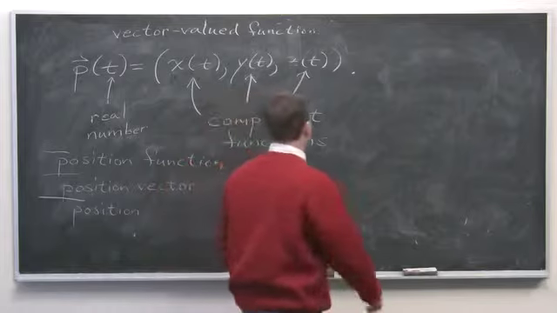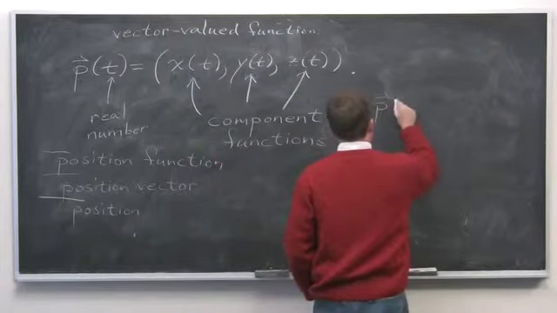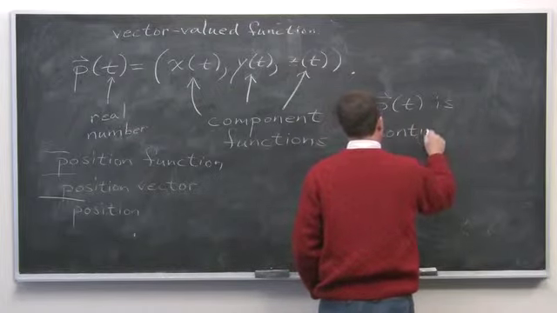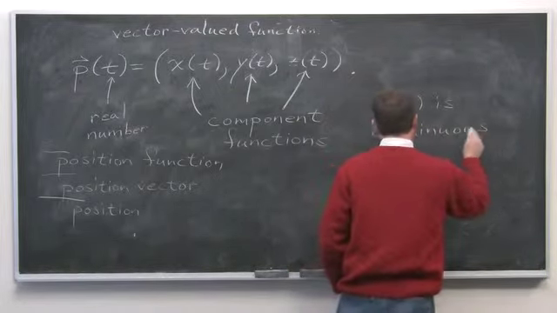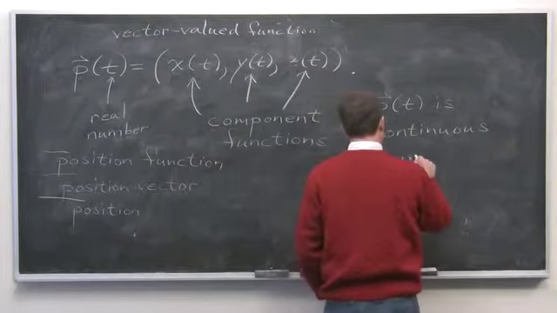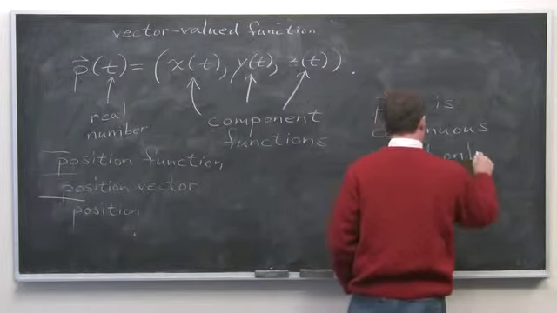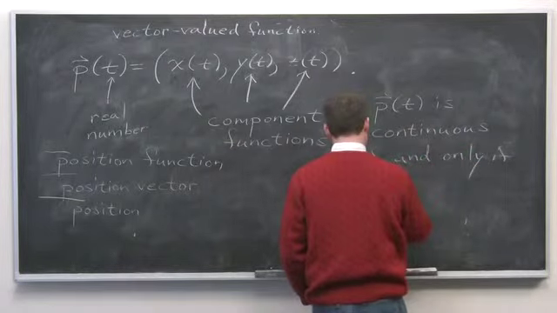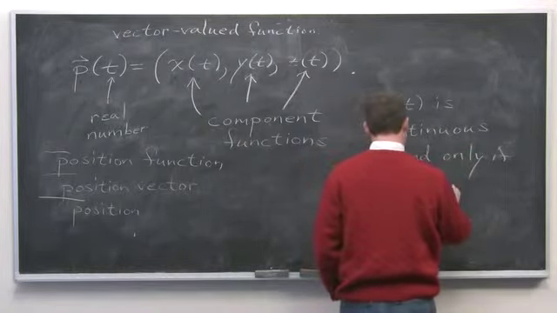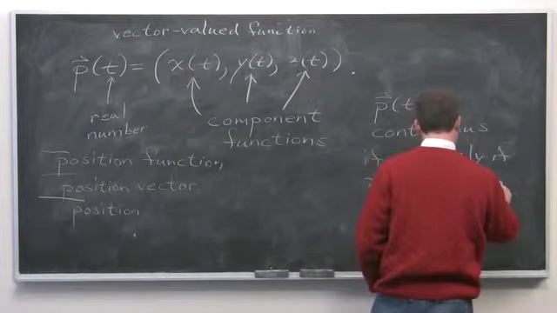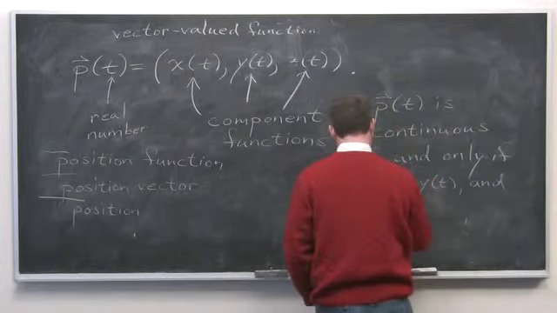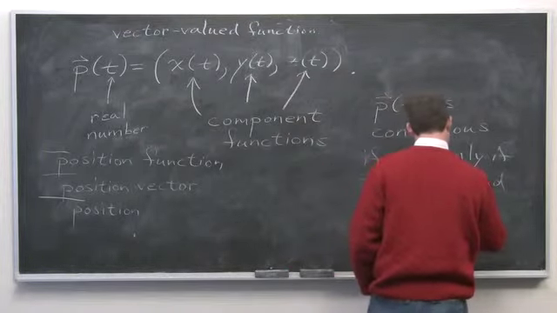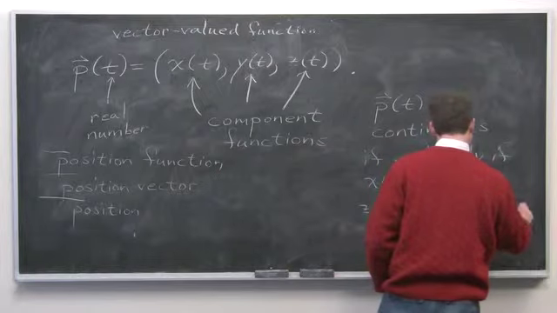P of t is continuous if and only if each of its component functions is continuous. It's differentiable if and only if all of its component functions are differentiable.